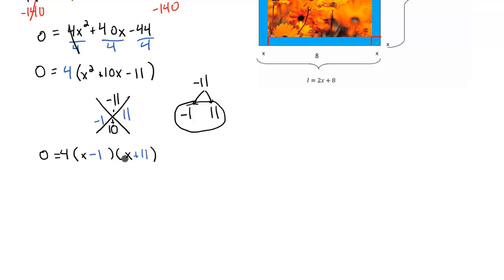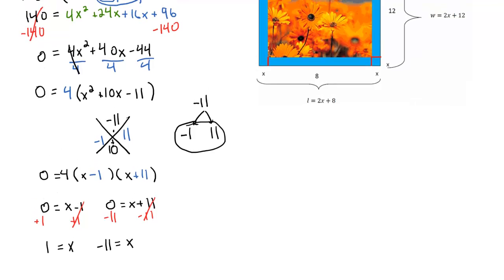Once I have that all set up, I can set both of my factors equal to 0 and solve them. So I added 1 over here to get rid of minus 1. I'm left with my x equaling 1. And on this side, I took away 11 to cancel that out, and I was left with a negative 11 being my other x value. Now, which one are we going to use? Are we going to use both?